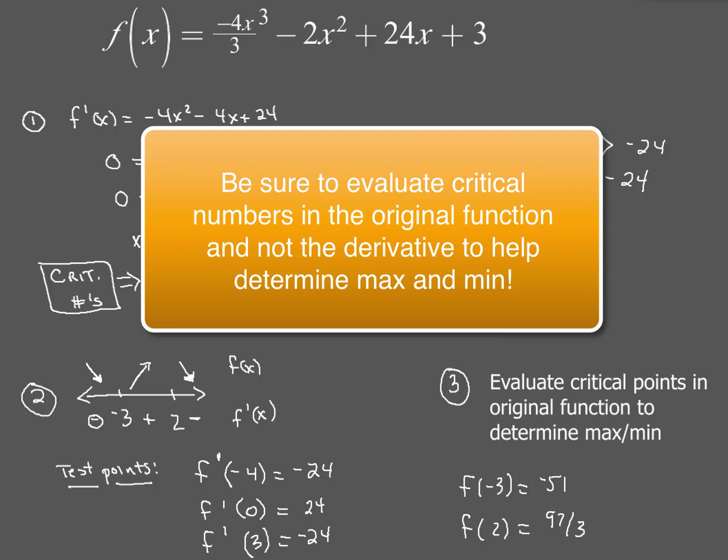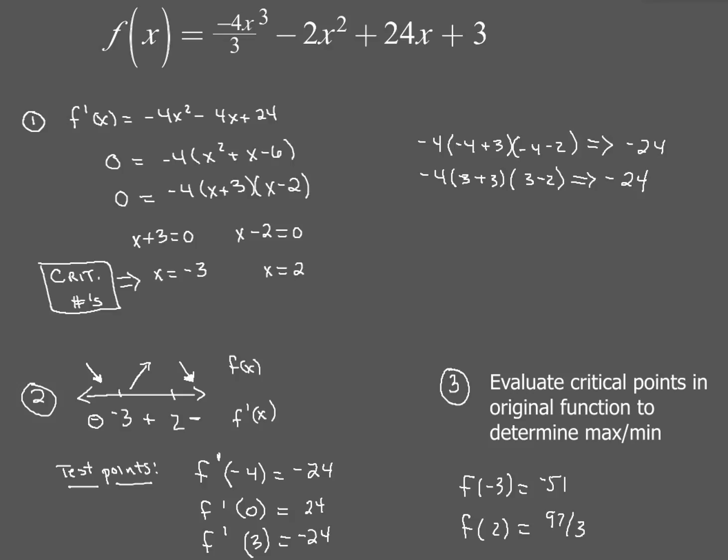So now when I plug in -3 to my original function, I end up with a value of -51. And when I plug in 2 to my original function, I end up with this nice fraction of 97/3. Now this is where the analysis comes in. I've got to look at these two values, -51 and 97/3, and determine which one is bigger than the other one. Well, I'm sure that's easy for you to do because 97/3 is positive, which means our bigger value is going to be our max and our smaller y value is going to be our min. So that wasn't so bad.